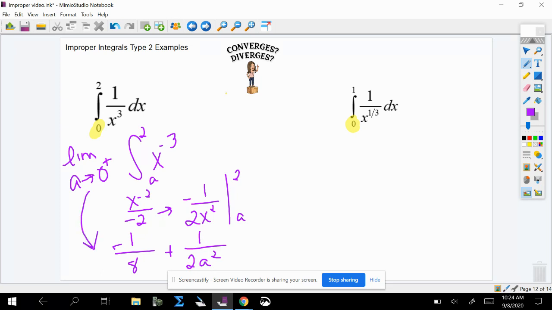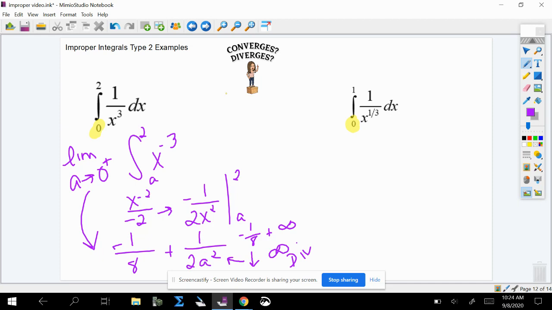Now I am 0 from the right, but in this case, when we try to plug in 0 directly, we're going to get an indeterminate form. We're going to get 0 on the bottom here. So we're going to see what happens if I put a number that's really small, close to 0 on the positive side. Well, what's going to happen is this denominator is going to get really small, which is going to make this entire fraction get really big. So we're going to end up with a negative 1/8 plus something that gets really, really big. Infinity always wins. So we get an infinite improper integral, which means it is a diverging improper integral.